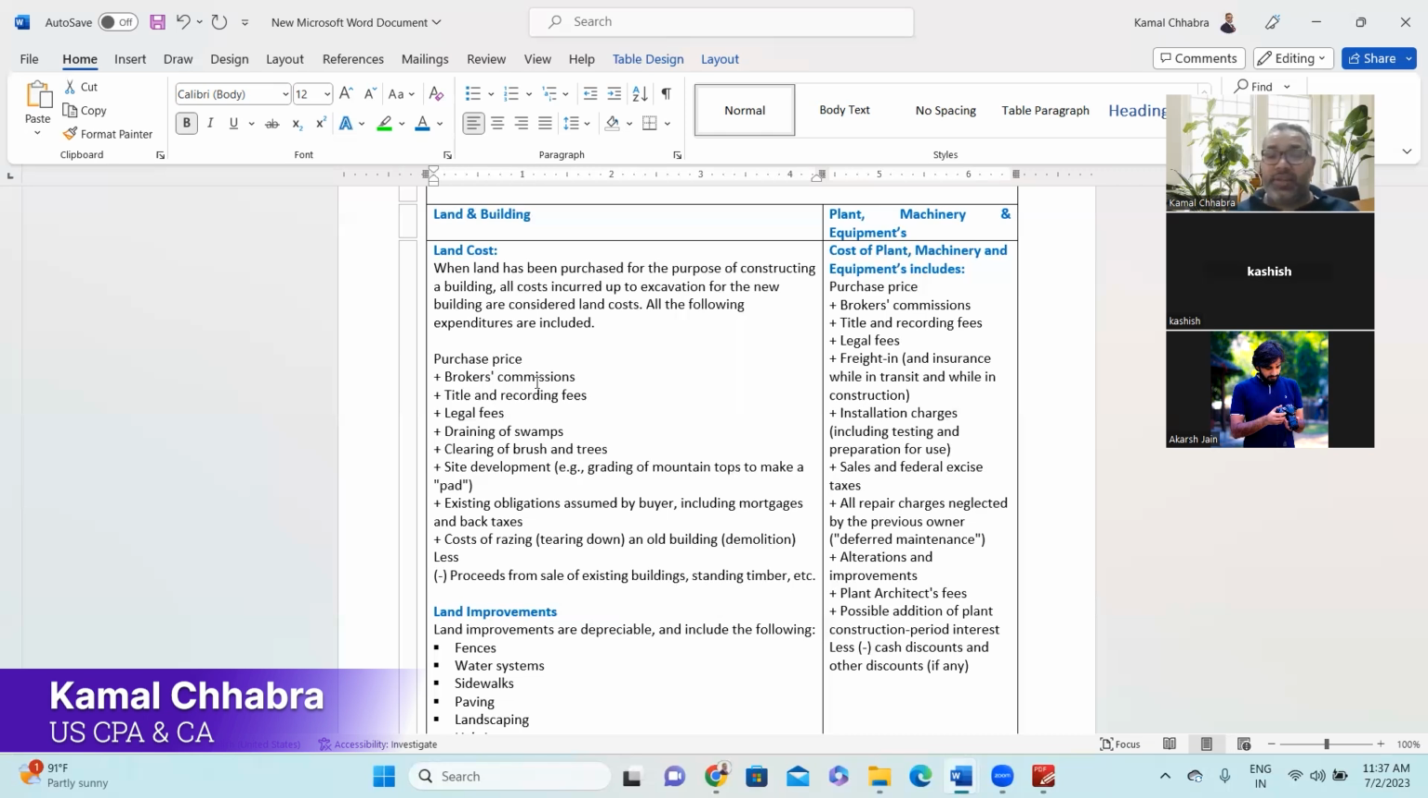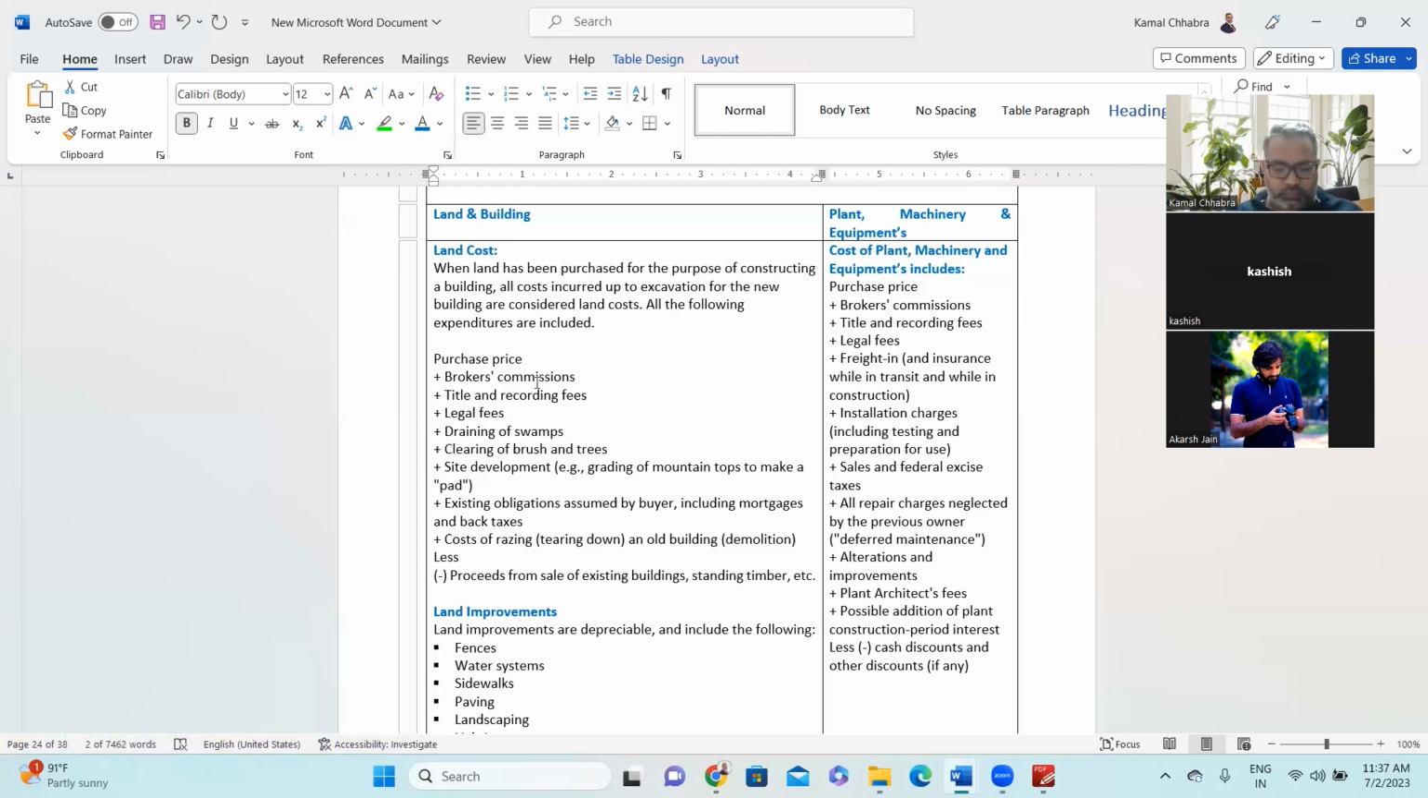And then installation charges. What is installation charges? Any idea? To install the machine at the respective site, once you have purchased the machine, you need to install it to make it operational.